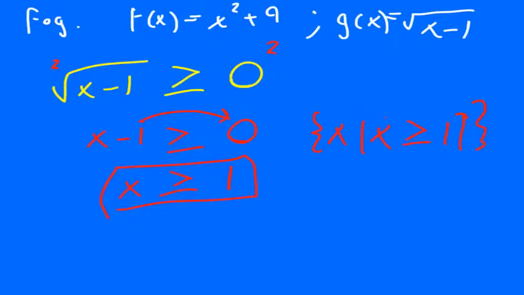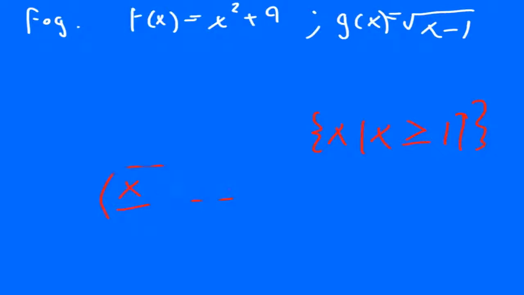So don't forget to do that whenever you have something in a square root with the greater than or equal to sign. So there's one of our conditions. And what is the domain of f of x? Well, it's all real numbers, because the domain of a polynomial is all real numbers. So the domain is x greater than or equal to 1.